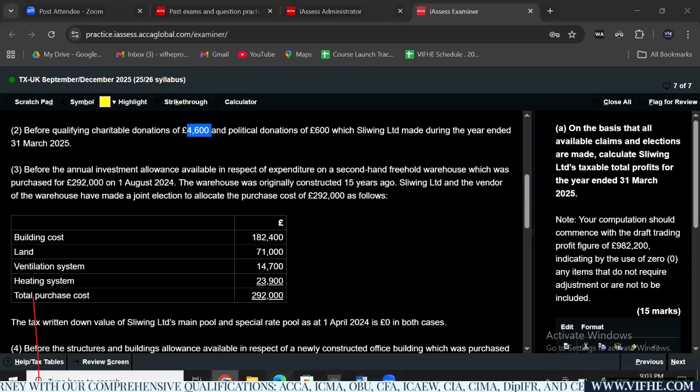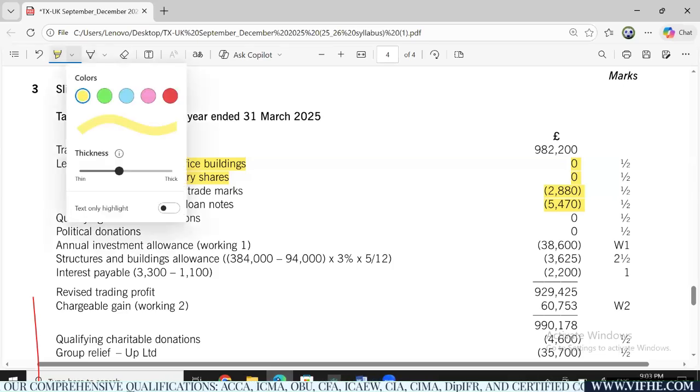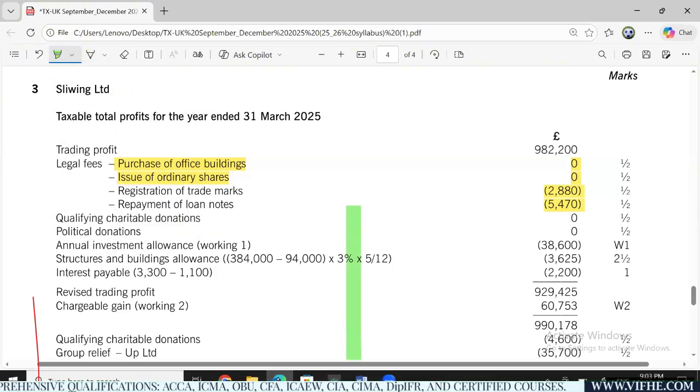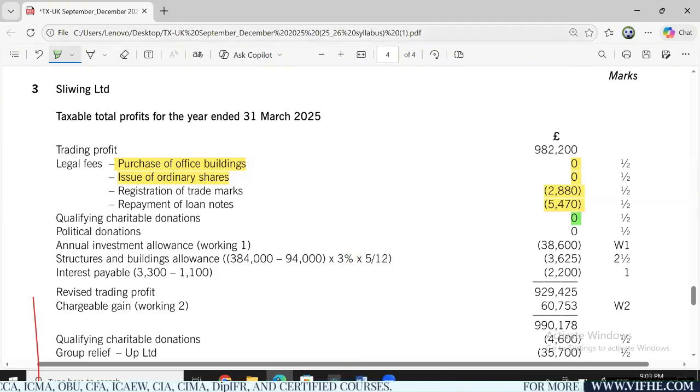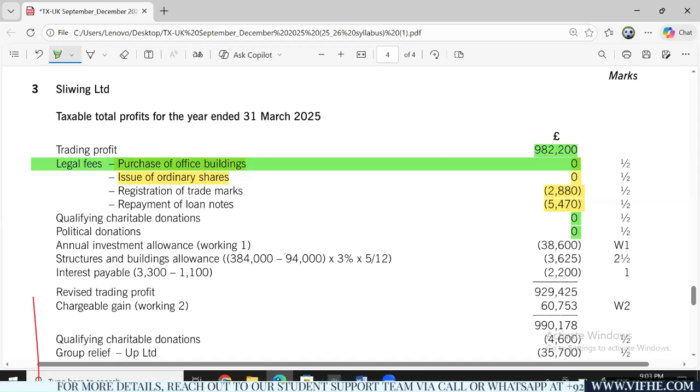So let's quickly move to the standard solution. See, qualifying charitable donation is not going to be deducted because it is deducted not against the trading profit but against the total profit figure. And political party donations, donation to a political party, is not an allowed expense. So we have mentioned zero because these expenses have not been deducted in arriving at the draft profit figure of 982200.